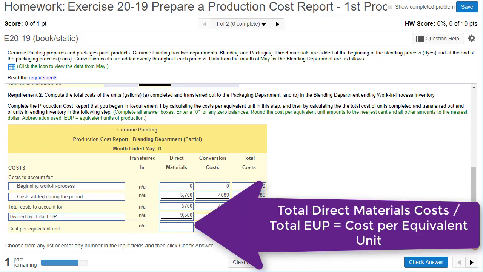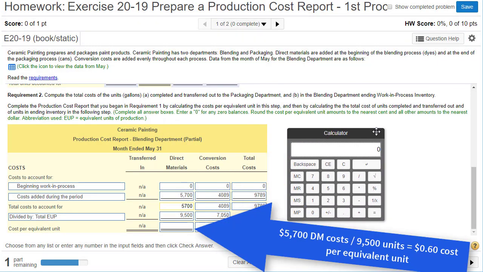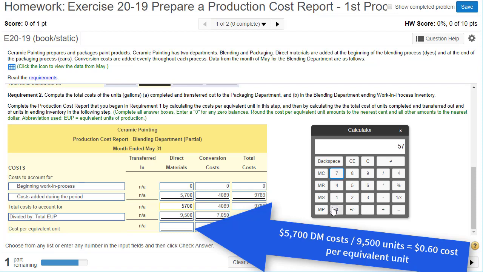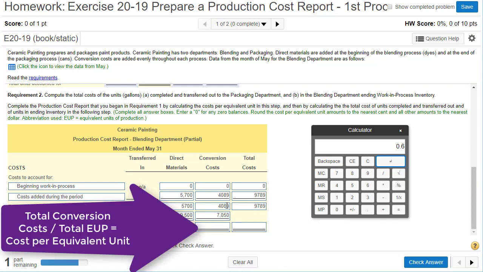So what we're doing is taking these total costs divided by the equivalent units to get the cost per equivalent unit. So let's do this one first. For direct materials, we've got $5,700 of direct materials divided by 9,500, which gives us 60 cents. You can put a 0.6 or 0.60. They're both the same.